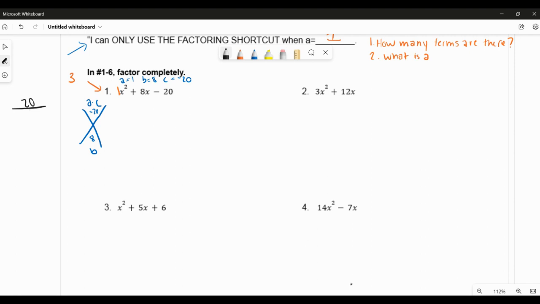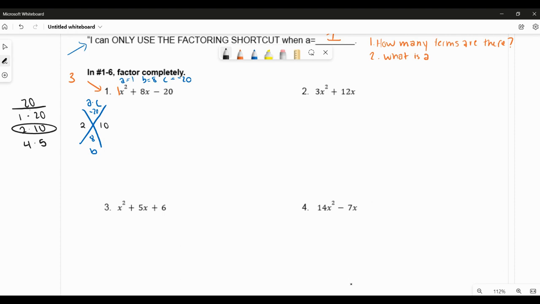Let's just find the factors of 20. I know that 1 times 20 will give me 20, or 2 times 10, or 4 times 5. You can either know this or use a multiplication chart to help figure this out. There are 3 pairs here. Now, the one that will add or subtract to give me 8, there's only one here that'll do that, and that's 2 and 10.